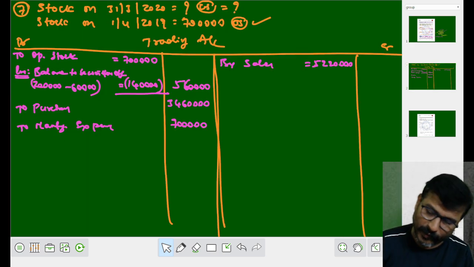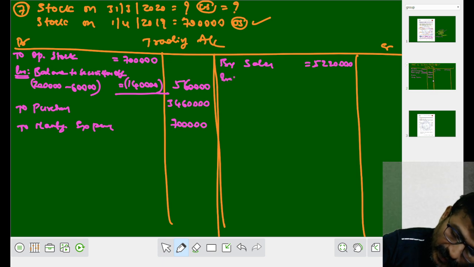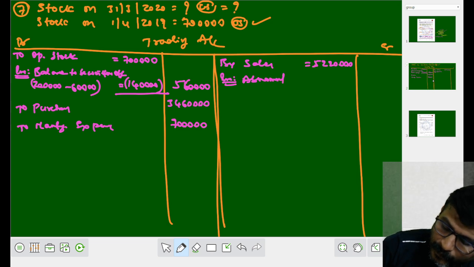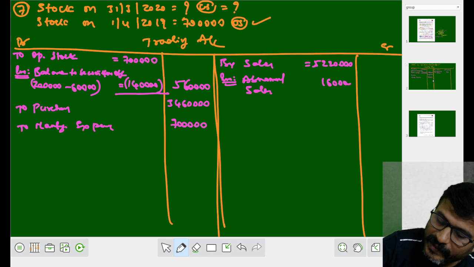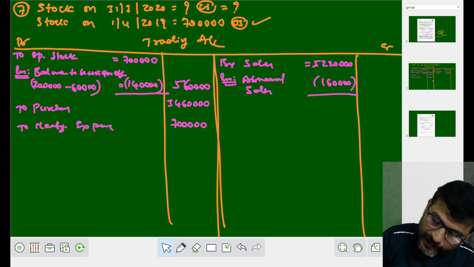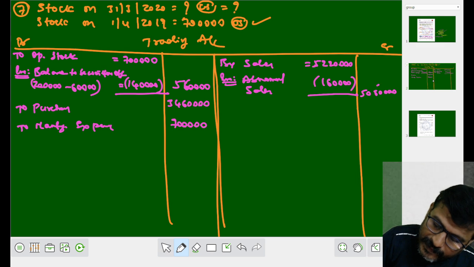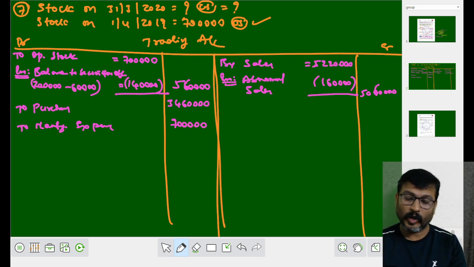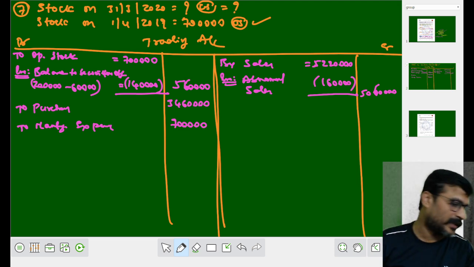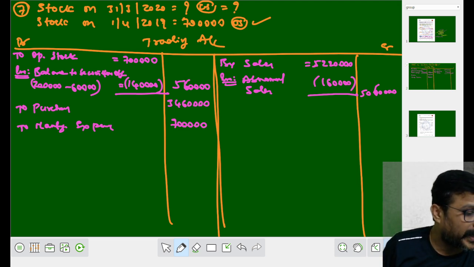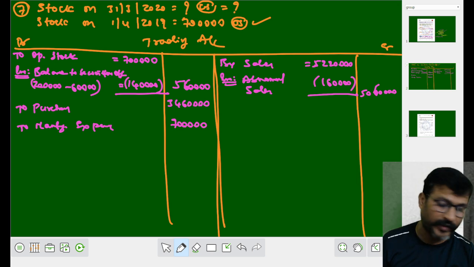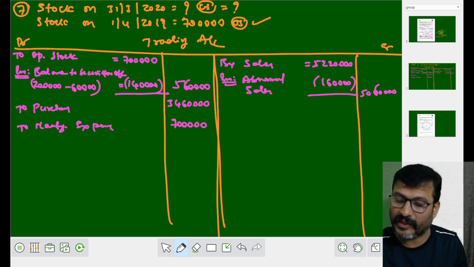We have to subtract 1 lakh 60,000. Less, that is abnormal sales. 1 lakh 60,000 we have to subtract. After subtraction, we are getting 50 lakh 60,000. How much is it? 50 lakh 60,000. Please remember, we are getting an amount of rupees 50 lakh 60,000.